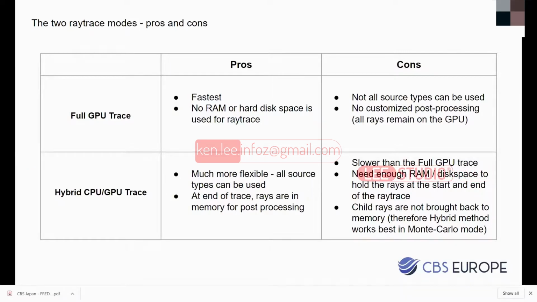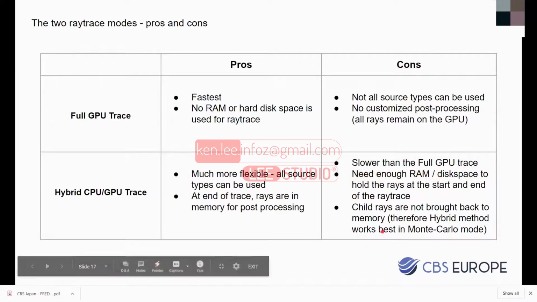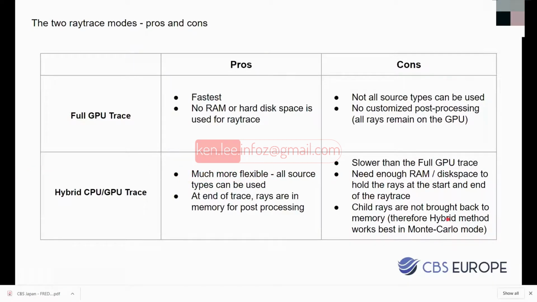So you have to be a little bit careful here, and that's why in many cases it's more suitable to use the Monte Carlo method if you're using the hybrid ray trace. Because in the Monte Carlo method, there's no such thing as child rays. You start with a certain number of rays at the beginning of the calculation, and you end up with exactly the same number. No rays are created dynamically in the Monte Carlo ray trace.